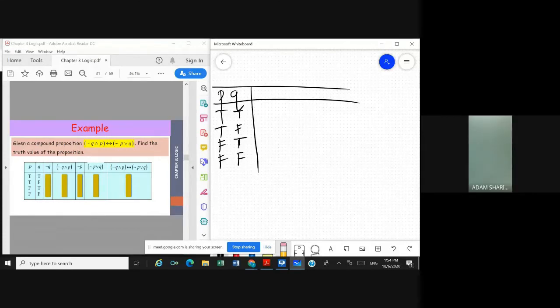Next, the question: not Q and P, if and only if not P or Q. When you look at this compound proposition, a long one, not Q and P, we do what's in the bracket first. Bracket first. So in this particular bracket, which one do you do first? You do the not first or the and first?